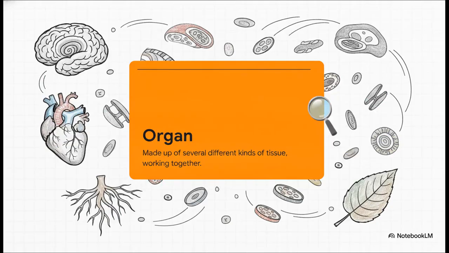But here's the catch. A single tissue can only do so much. To pull off the really heavy lifting, life has to level up once again. When you combine several different kinds of tissues so they can work together, you get an organ. Your brain, your heart, and yes, even the roots and leaves of plants are all organs. They aren't just uniform blocks of one cell type. They are deeply complex structures made up of multiple cooperating tissues.